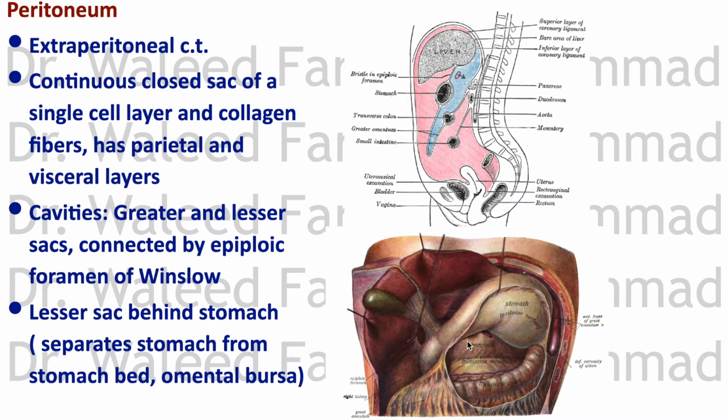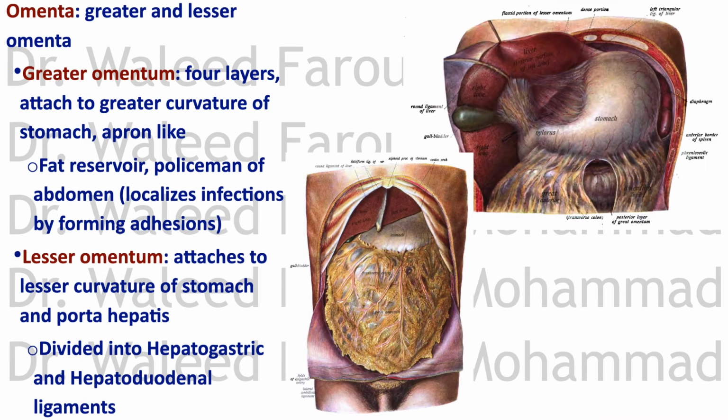As you can see here, this is the lesser sac, and all this outside is the greater sac. The connection between them is through this foramen called the foramen of Winslow, the epiploic foramen, from the lesser sac to the greater sac. Other features of the peritoneum: it makes omenta, greater and lesser omentum.